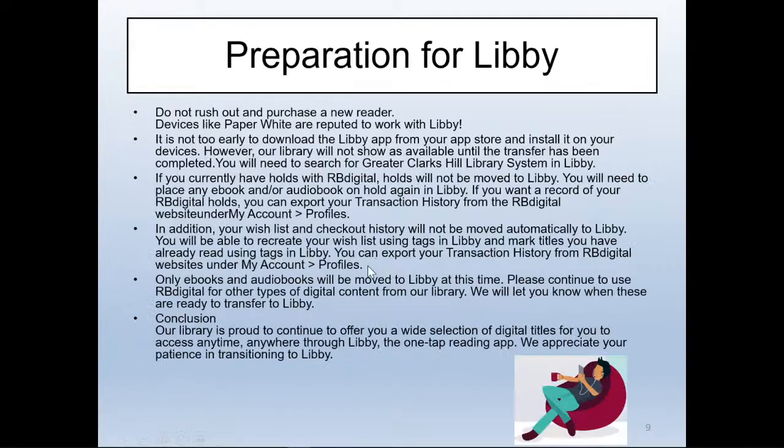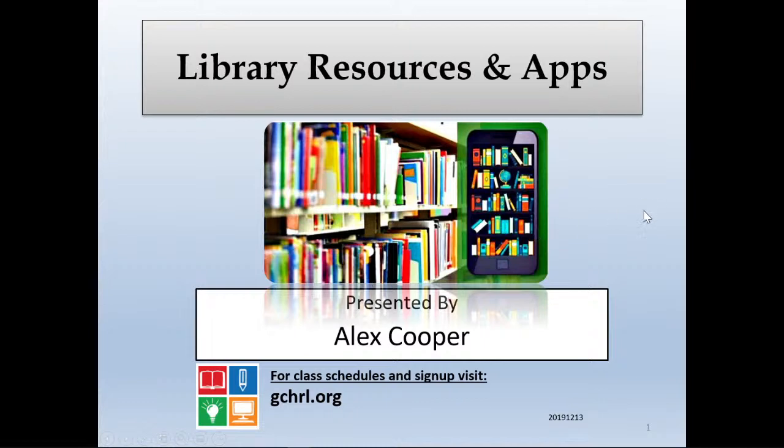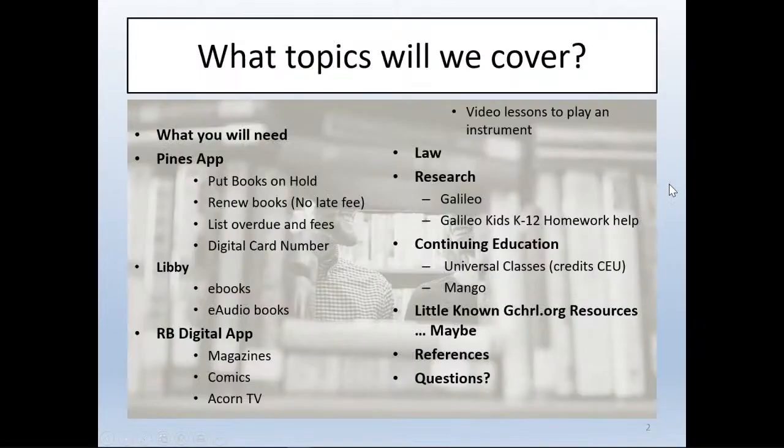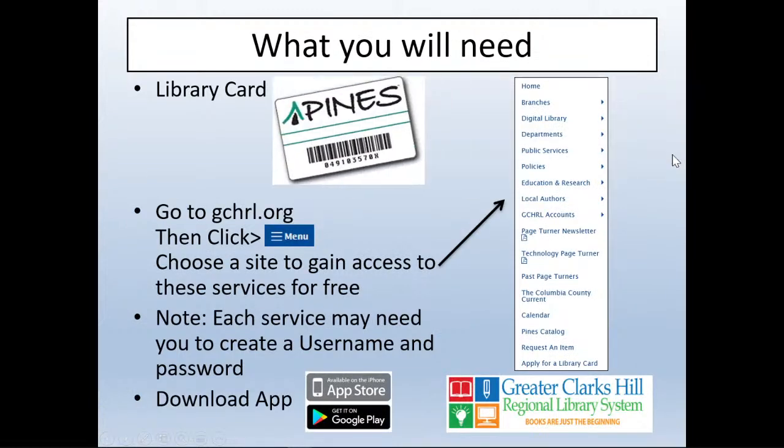So let's go ahead and let's talk about some of our other things that we have, or other resources that are available through the library. We'll also be talking about Acorn TV and some of our other services too. Let's go ahead and talk about what we will need for all our services. What will we need? We'll need a library card. Yay, absolutely, we'll need a library card.